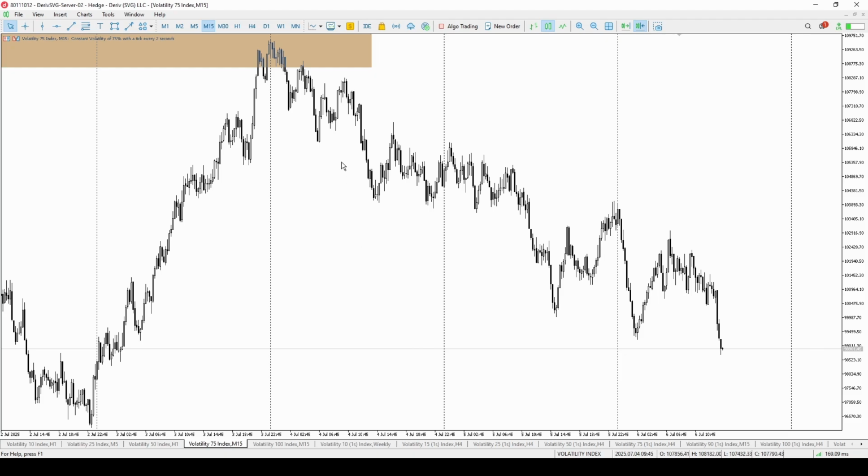Market structure suggests that the market needs to make a low, then you have a high, you then have a lower low, then you have a lower high if it is a downtrend, right? And then the opposite if it is an uptrend.